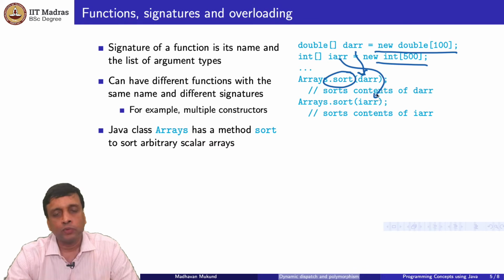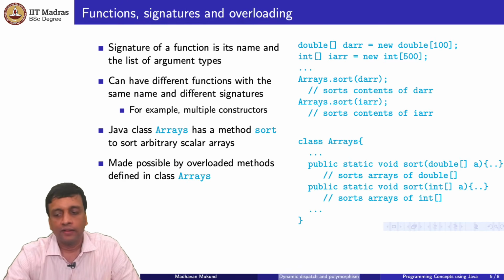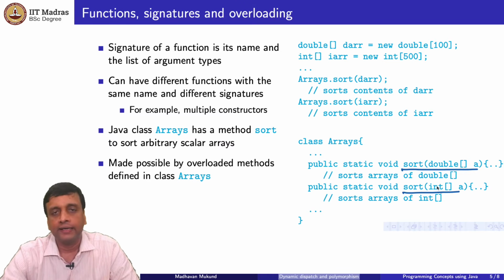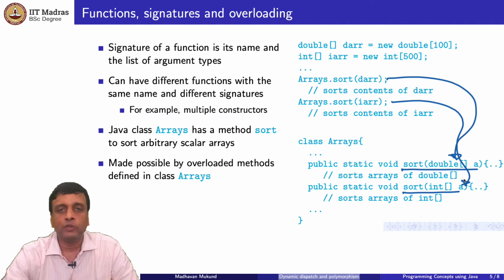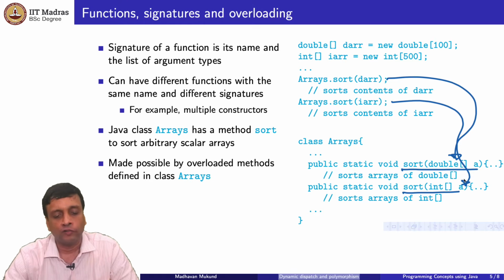Now, the way that this is working is not through inheritance polymorphism, but overloading, right? So if you look inside the Arrays class, you will find that there are actually multiple definitions of sort. There is a sort with a signature double A. There is another sort with a signature int array A. So depending on which one you call, this one will invoke this definition, and this one will invoke this definition. The type of the argument, the signature of the call, will match the signature of the function definition. So this is overloading, okay?